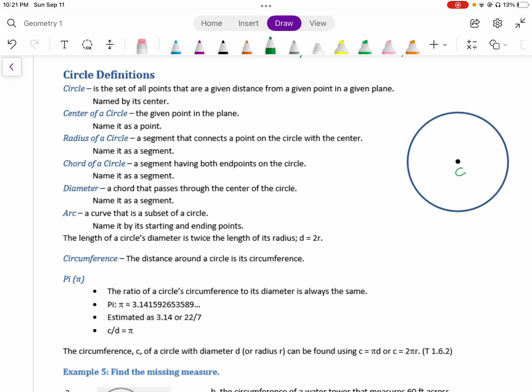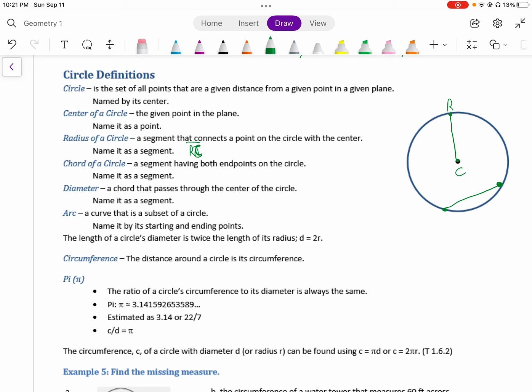Radius is a segment that connects a point on the circle with its center. So a circle can have a lot of radii. There's one of them. It's a segment. So let's say this is R. So we would say this segment is RC. We name it as a segment. We don't have to say radius RC. We just say segment RC. Oh, I'm sorry, not T, it's C. It is a radius.